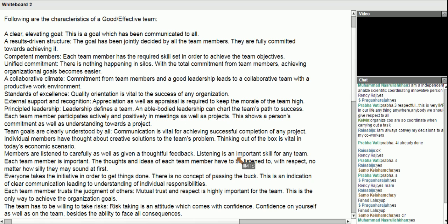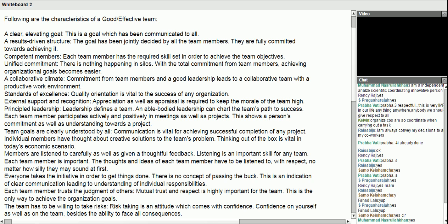Listening is an important skill for any team. Each team member is important, right? The thoughts and ideas of each team member have to be listened to with respect, no matter how silly they may sound at first, right? If the team leader is not willing to listen to what I am saying, I will also stop taking interest in his project, right? I will feel neglected and rejected.